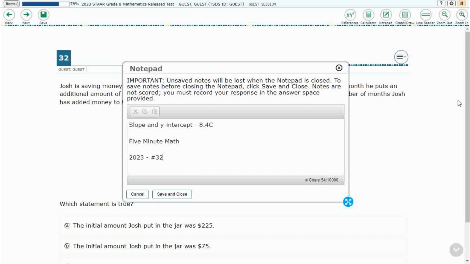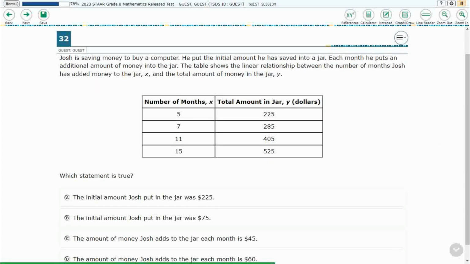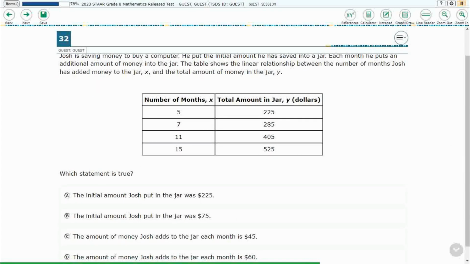Today we are looking at the 8th grade concept of slope and y-intercept. This is standard 8.4c in the great state of Texas, and we're using item number 32 of the 2023 released STAAR test. If you haven't done so already, please go ahead and take a moment to pause the video, work this problem out on your own, unpause it, and we will look at our answers together.